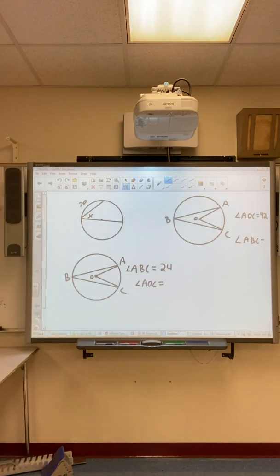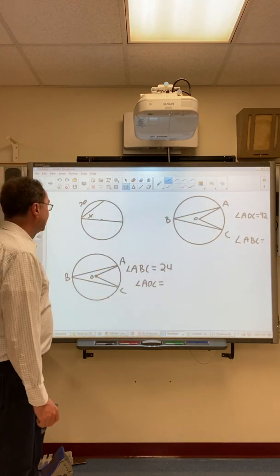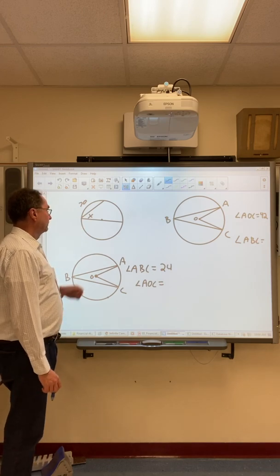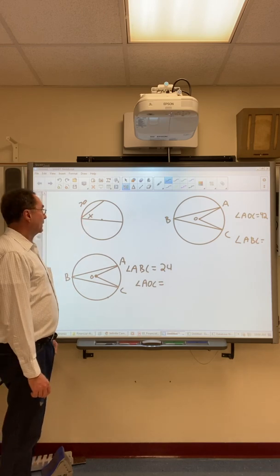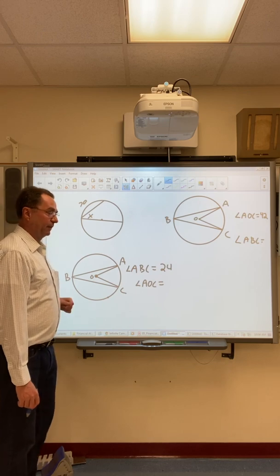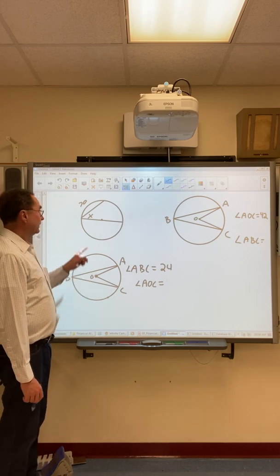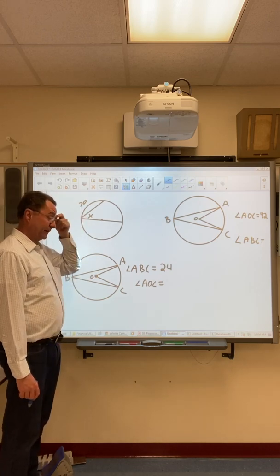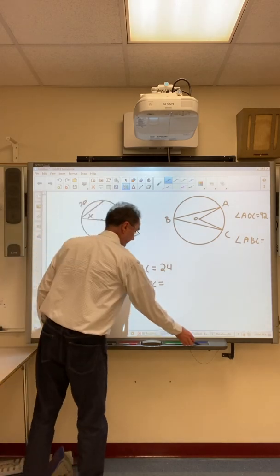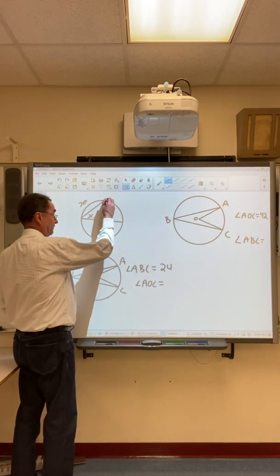All right, a few more examples. Here we have an inscribed angle, trying to find X. We're given this arc is 70. Now don't make the mistake to think that X is half of 70. X is not half of 70. X is half of this arc here.